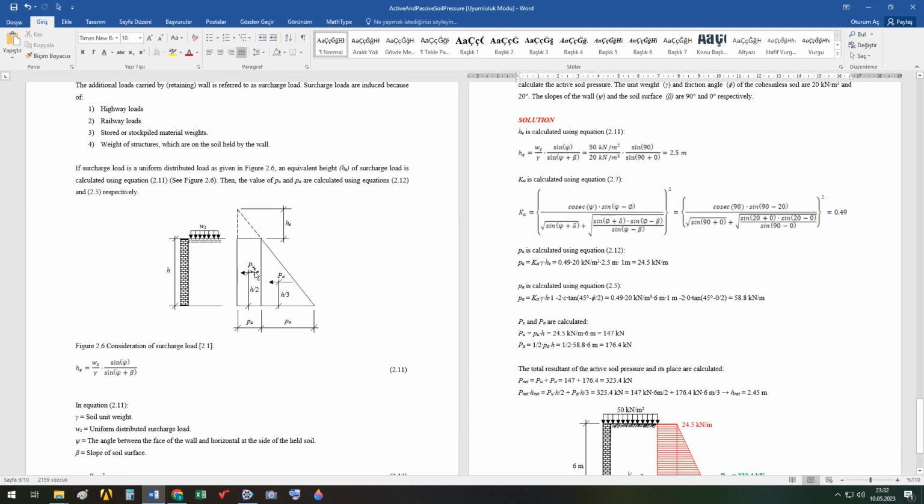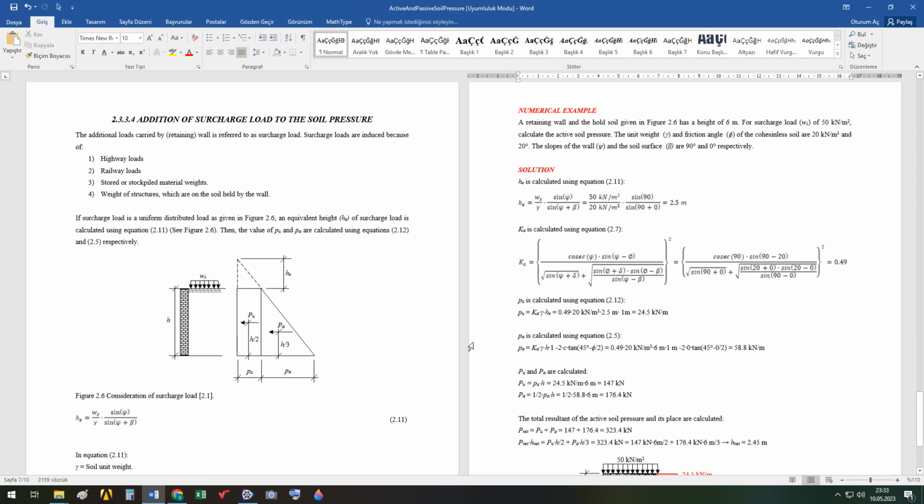And as you see, since this is a rectangular area, the resultant force coming from the surcharge load acts from this place, and other component resultant force coming from the soil, lateral pressure of soil, acts from this elevation, which is in the magnitude of h/3 measured from the bottom line.